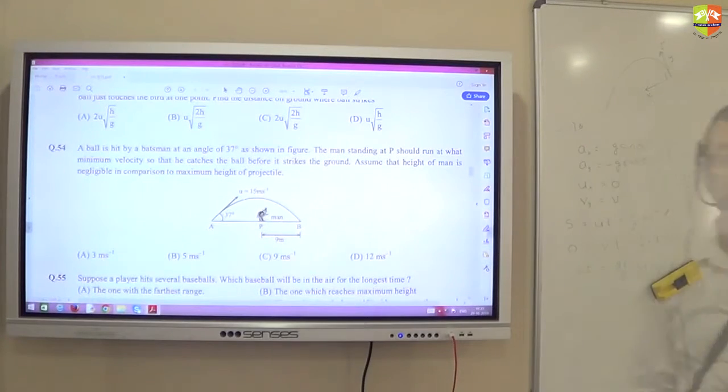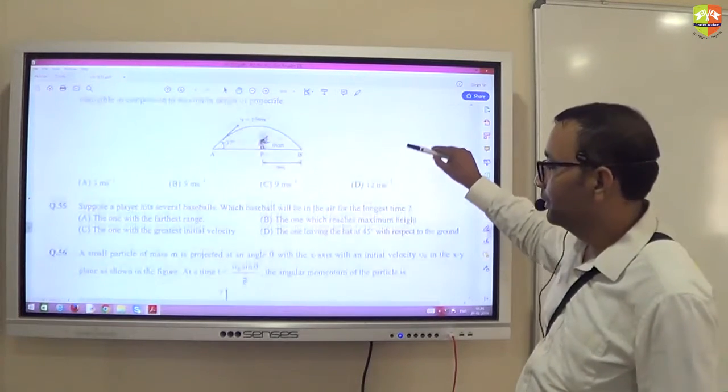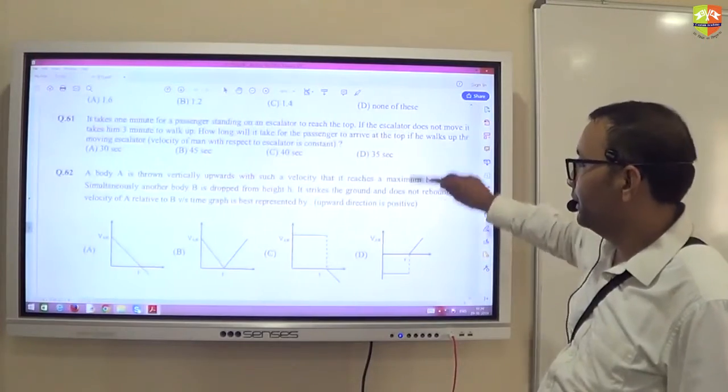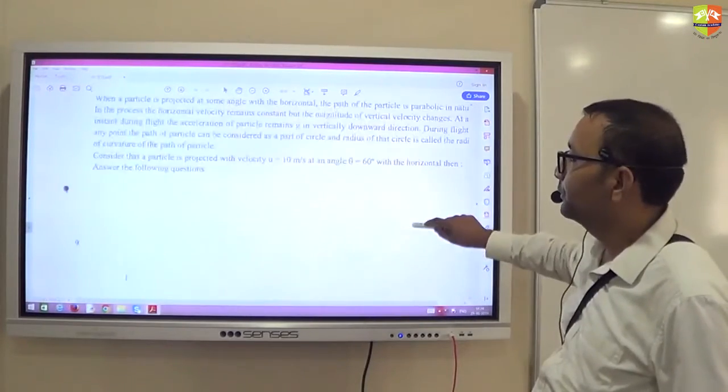54. Here, have you done it? Okay, since many of you have done this question, we will move to the next one. Today we are doing only projectile. Let's go to the data type questions.